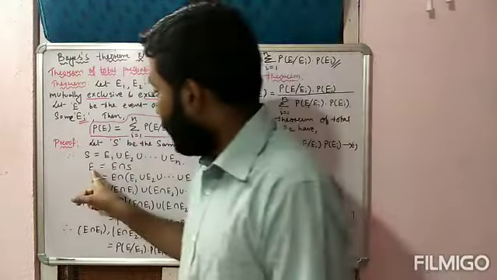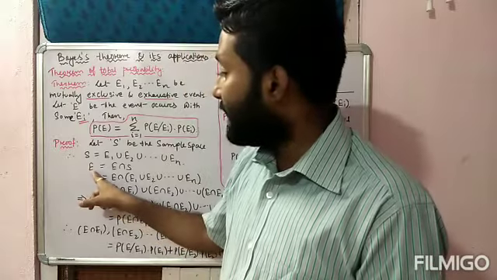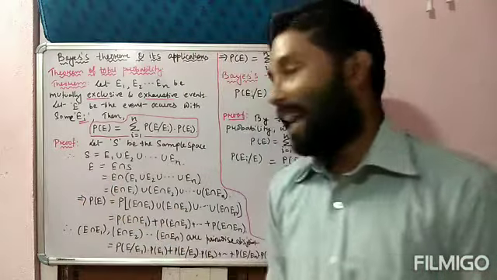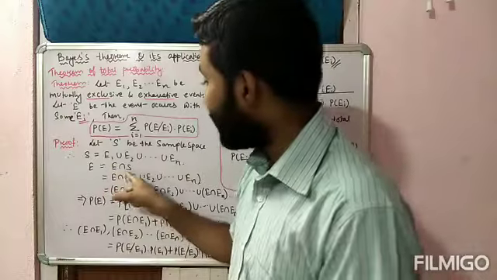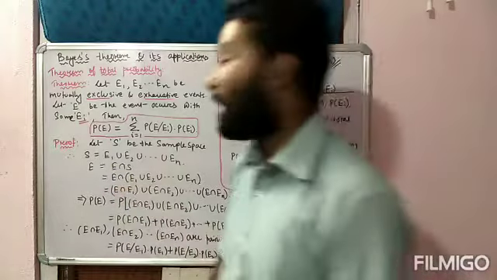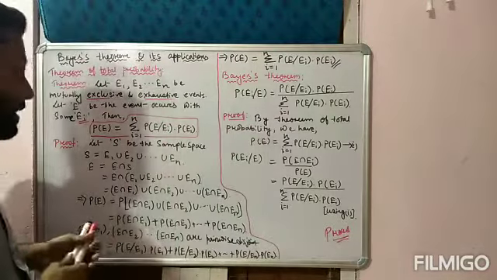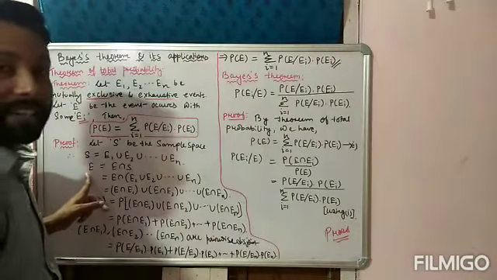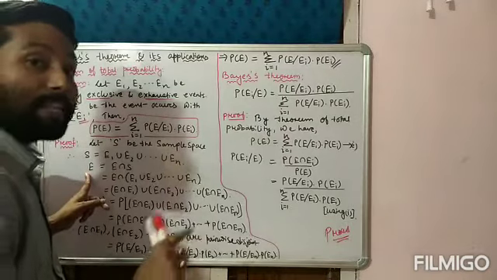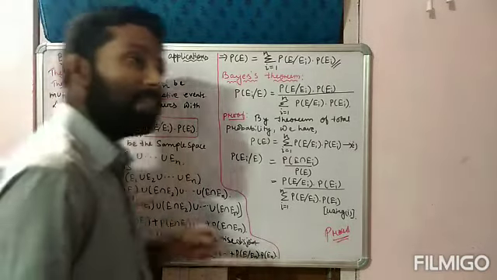Now we know event E is equal to E intersection S. Why can we write E equal to E intersection S? What is the reason? See, E is an event. What is the meaning of event? It is a subset of a sample space. Subset का definition क्या है?